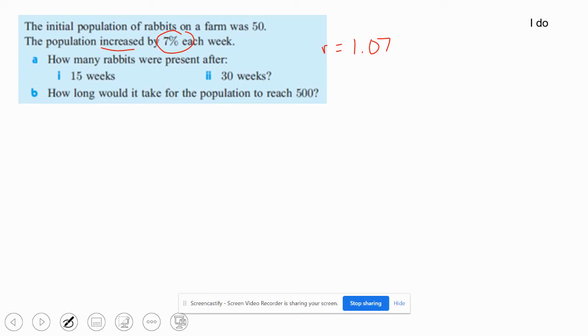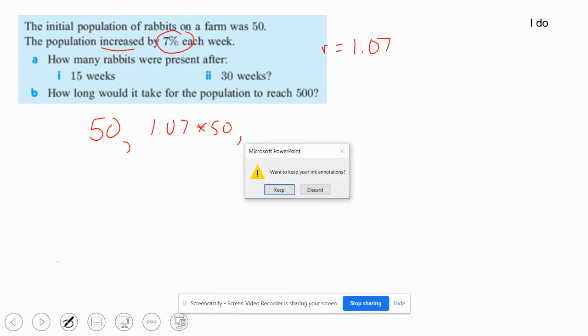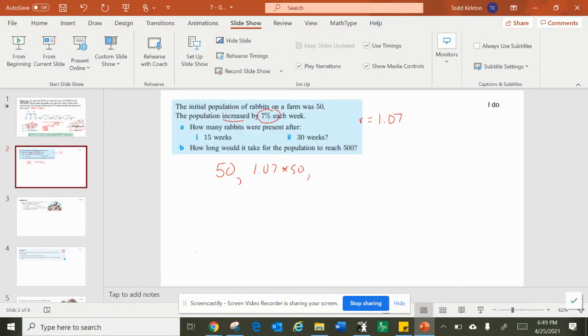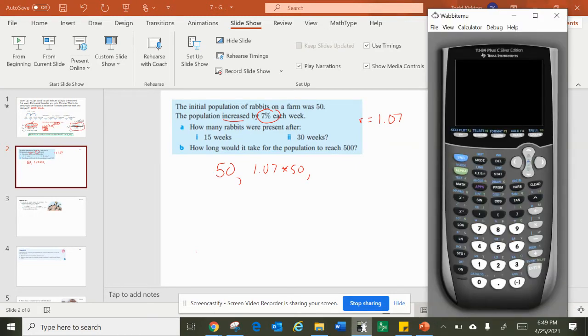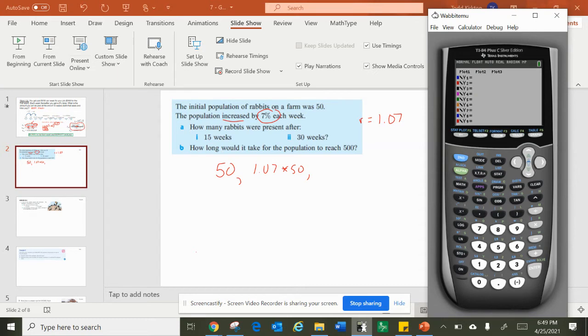And so it says the initial population was 50. So if you think about this, we're looking at 50, or the next one would be 1.07 times 50. And then 1.07 times that, 1.07 times that. So I'm going to show you on the calculator here how you do that. Isn't that ironic? We're going to show you how to do the rabbit problem on the calculator.